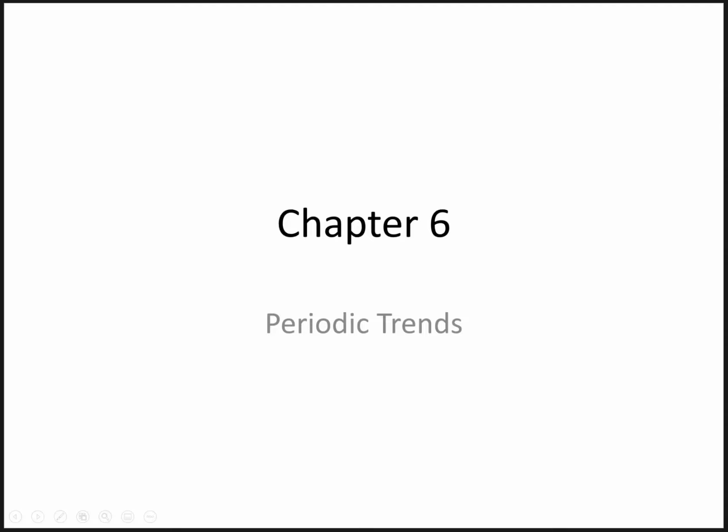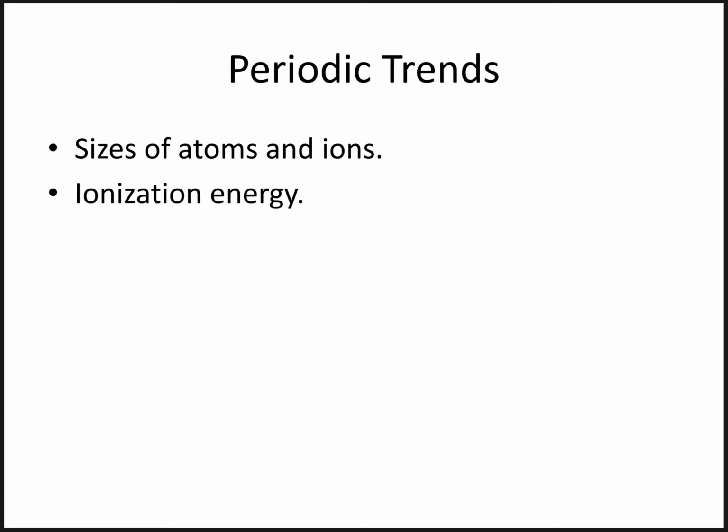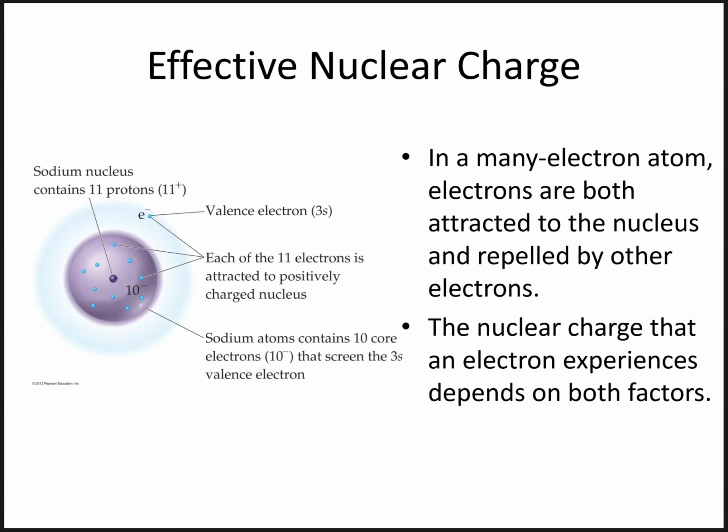In this video, we're going to describe periodic trends as a result of electron configurations in atoms. The two trends we're going to look at are ionization energy and size trends in both atoms and ions. The first thing we need to understand when describing the size of atoms and ions is this idea of effective nuclear charge. Effective nuclear charge is essentially how much of the nucleus any given electron feels.